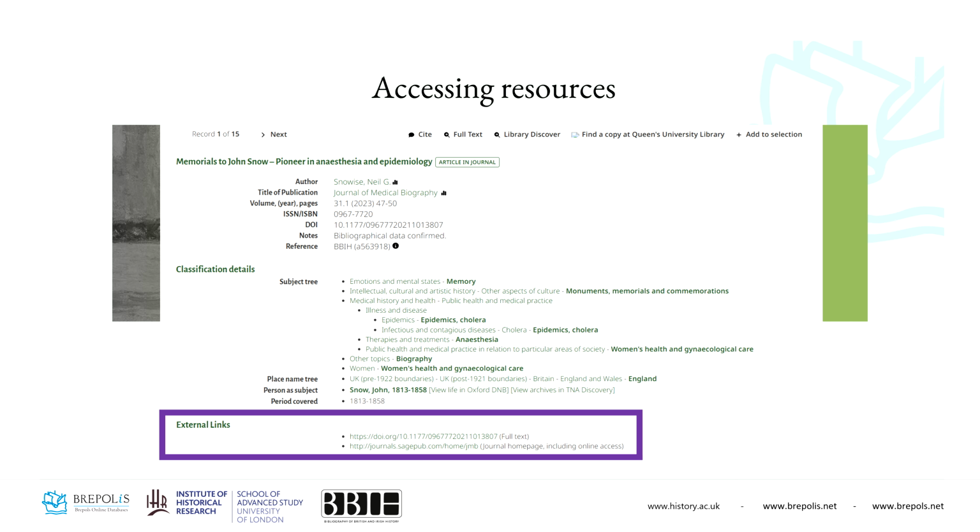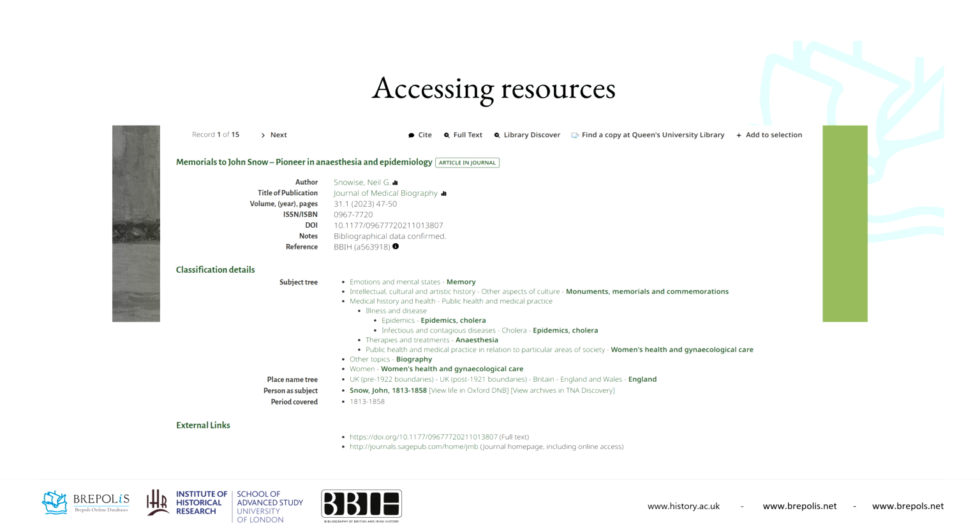External links are located at the bottom of the record. If a full text or open access version is available, you will find the link here. Depending on the record, these links will take you to the resource's DOI, publisher's homepage, or online databases such as JSTOR and Project Muse. If you are studying or working at an academic institution, you may be able to access a resource through your institution's library.